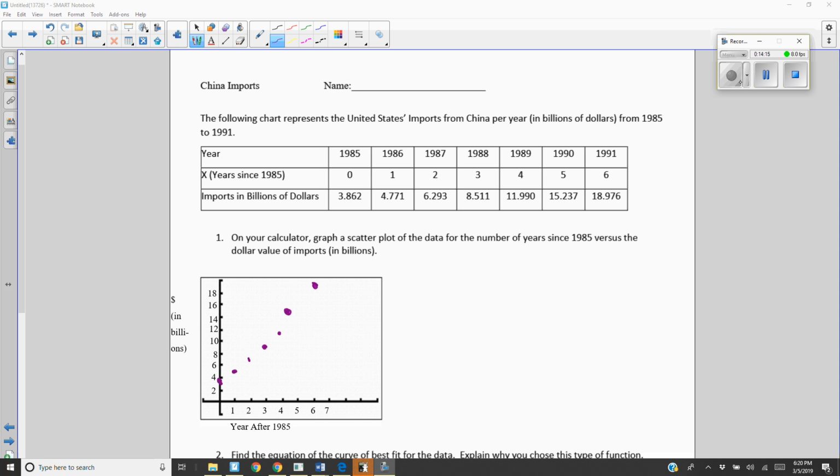All right, so here's about what your scatter plot should look like. And then your curve, something like this. I counted about 1s on the x-axis. Notice that x represents the years after 1985.